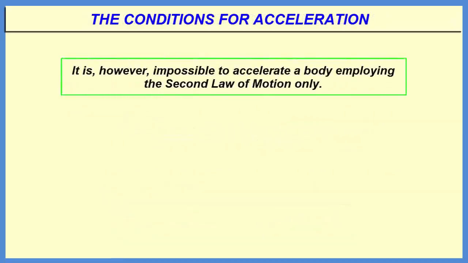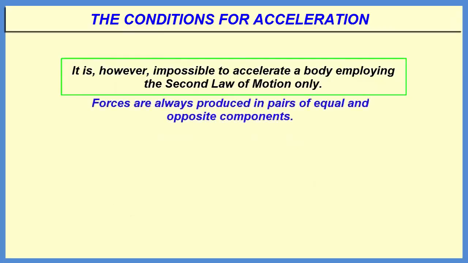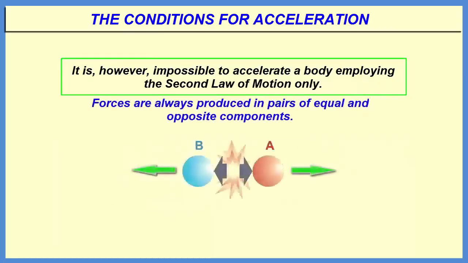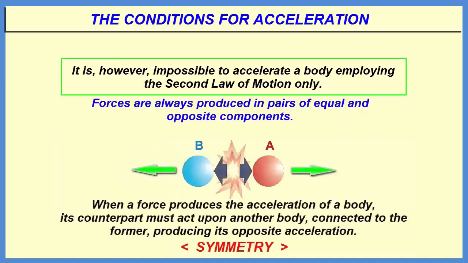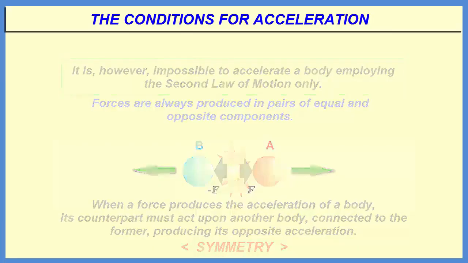It is, however, impossible to accelerate a body employing the second law of motion only. Forces are always produced in pairs of equal and opposite components. When a force produces the acceleration of a body, its counterpart must act upon another body, connected to the former, producing its opposite acceleration. This represents the symmetry of all acceleration processes.